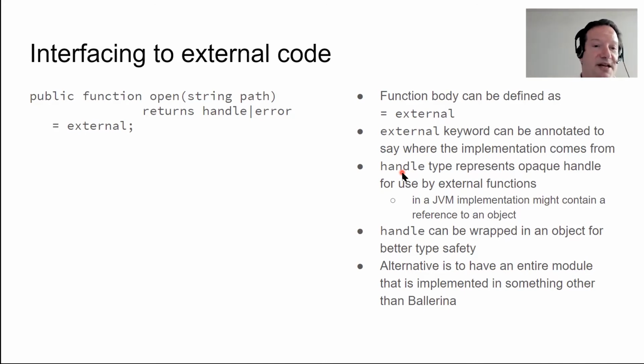And there's no typing of these things. So you can ensure that programmers use this safely by making the handle be a private member of a Ballerina class, and then your Ballerina class can enforce type checking of that.